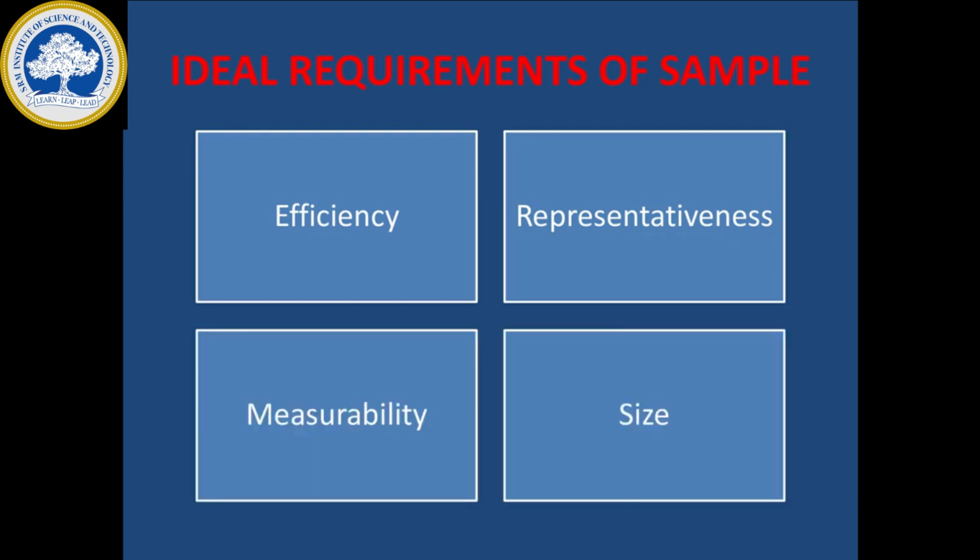Fourth is size. The size should always be large enough to minimize sample variability and allow us to estimate the population characteristic, and it should be made with measurable precision. So always your sample size should be large enough to conclude a definitive variable.